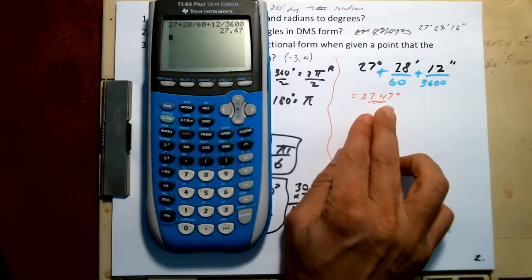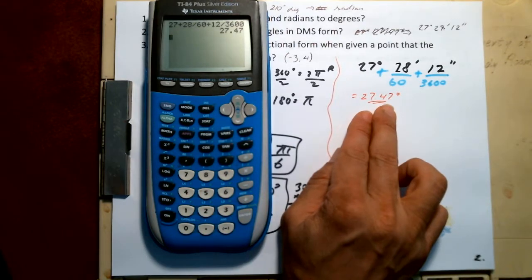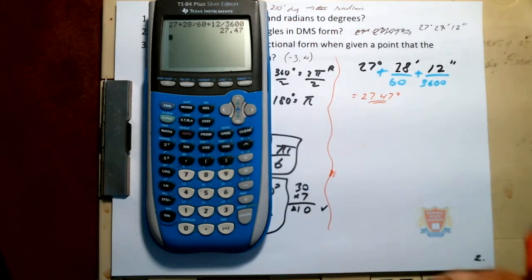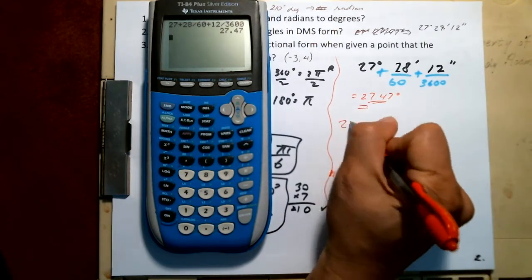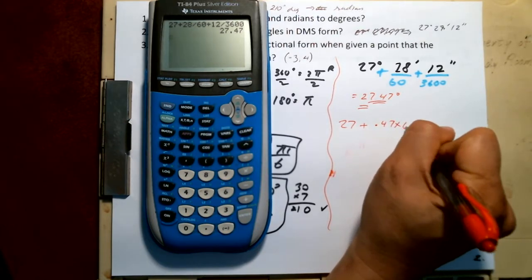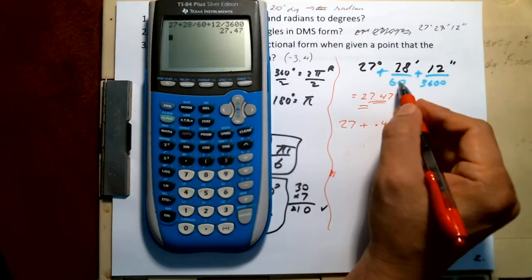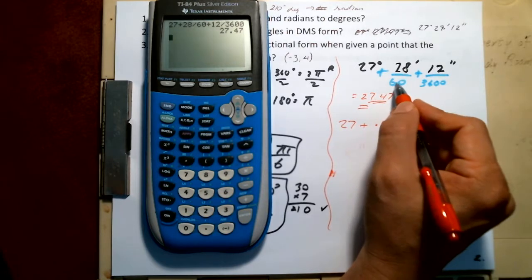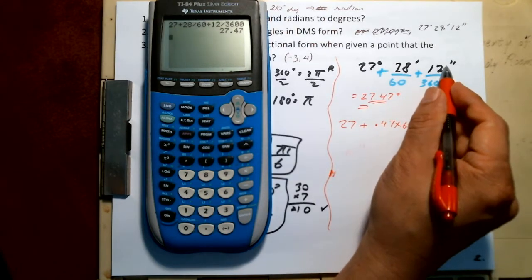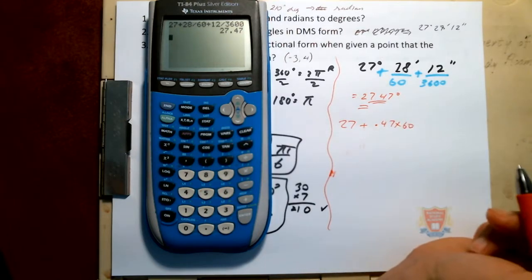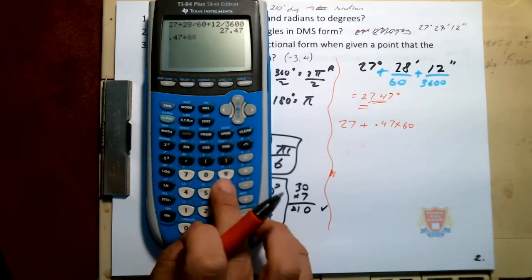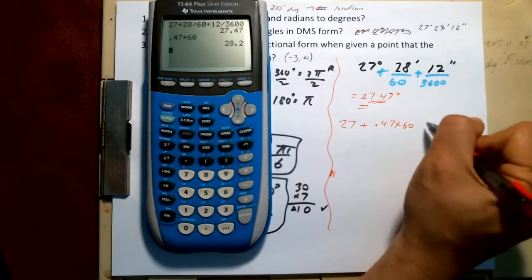Well, how do you go from a decimal state to a DMS state, degrees, minutes, seconds? You take the 27 right there, and then 0.47 times 60 is the inverse operation of dividing by 60. There are 60 minutes in 1 degree, 60 seconds in 1 minute, right? So we take 0.47 times 60, which is 28.2.